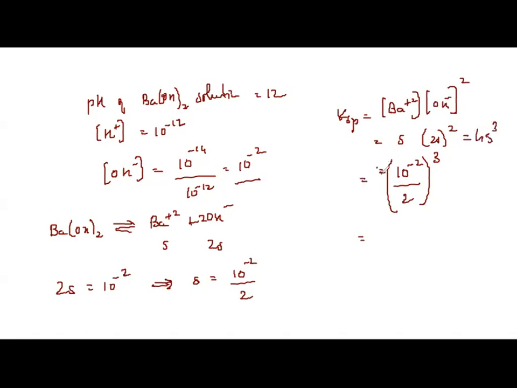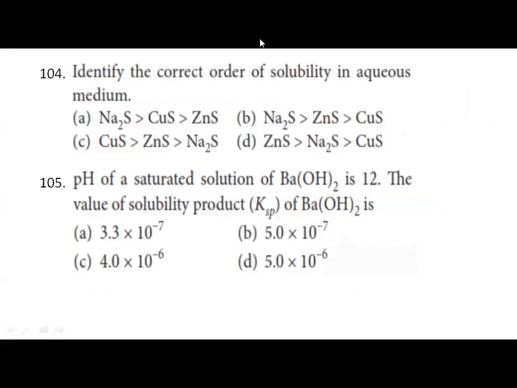So here I'll write 4 into S cube, correct? Solve it out, and you will get 4 by 8 into 10 raised to minus 6. The answer comes out to 5 into 10 raised to minus 7. Correct? 5 into 10 raised to minus 7. So which is the correct option? Option B is the correct option.